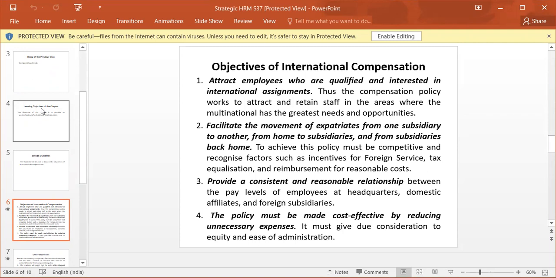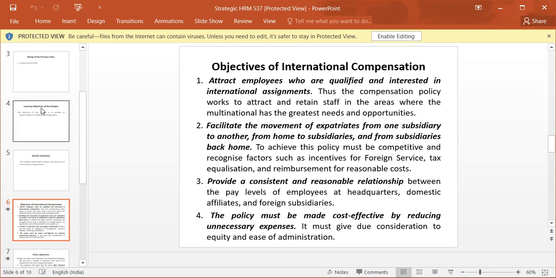Objectives of international compensation. Number one, attract the employees who are qualified and interested in international assignments. Thus, the compensation policy works to attract and retain staff in the areas where the multinational has the greatest needs and opportunities.